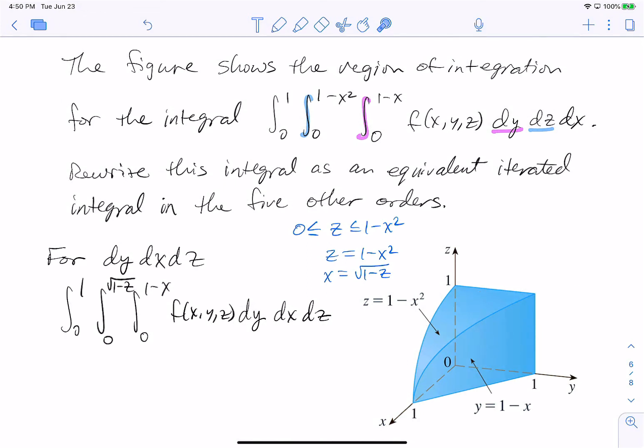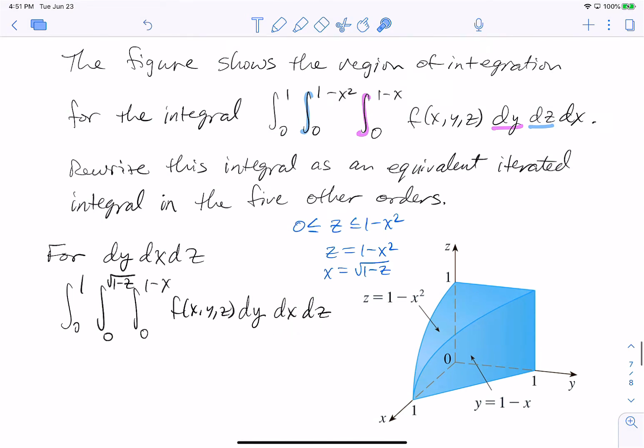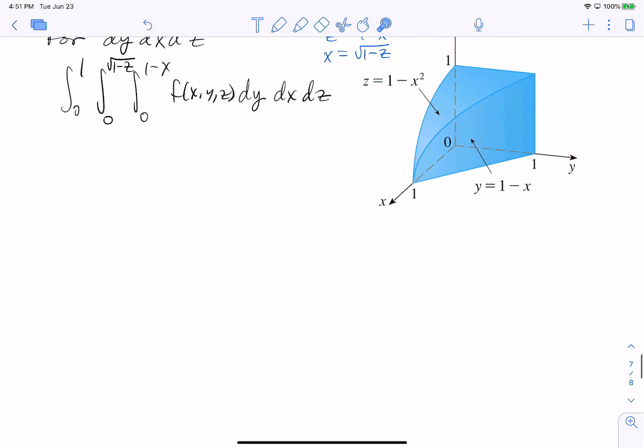That gives us the iterated integral from 0 to 1 of the integral from 0 to the square root of 1 minus z, of the integral from 0 to 1 minus x, f of x, y, z, dy, dx, dz. Now let's consider dz, dy, dx, and dz, dx, dy.